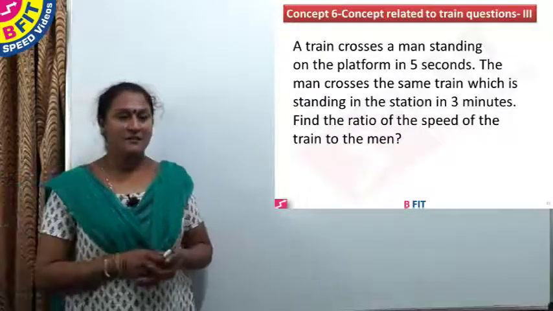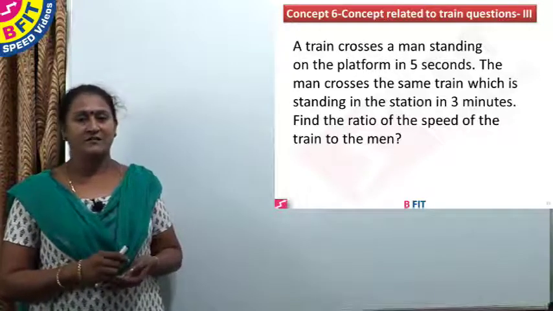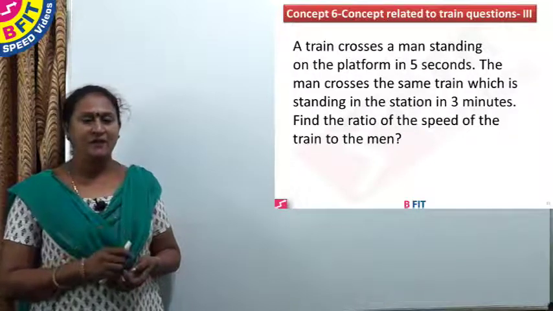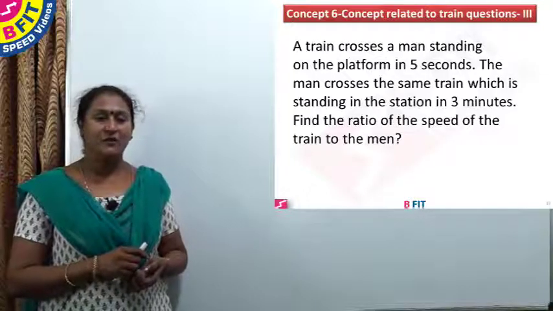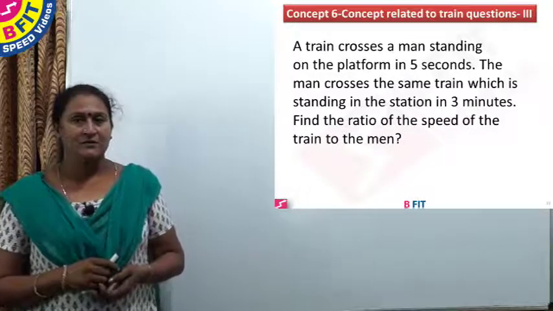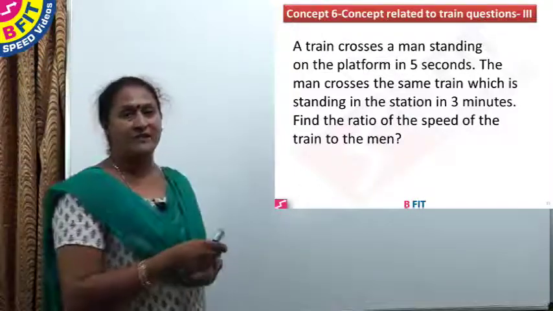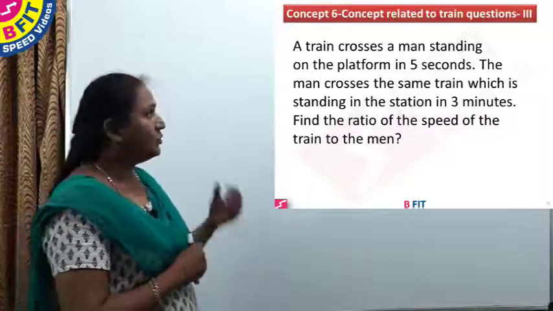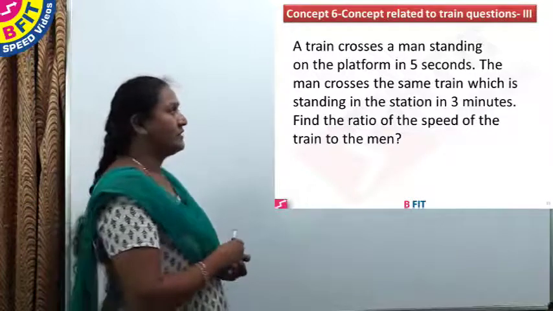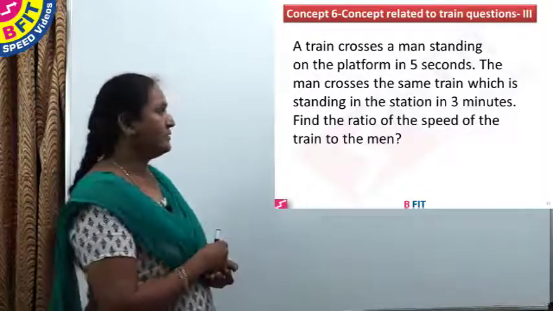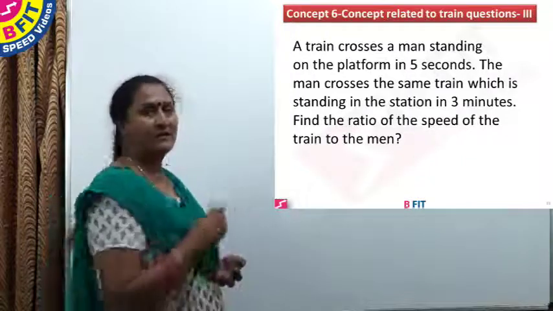So we'll see the next example. A train crosses a man standing on the platform in 5 seconds. The man crosses the same train which is standing in the station in 3 minutes. Find the ratio of the speed of the train to the man. So in this question, the train crosses a man who is standing on the platform in 5 seconds. So time taken by the train to cross a man is 5 seconds. And the man crosses the same train which is standing in the station in 3 minutes. So you are asked to find ratio of speed of train to the man. So we'll see the working.